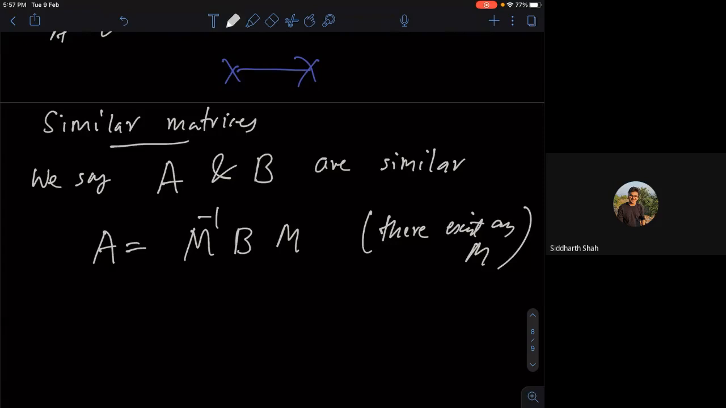Now I'm going to argue the following. If this is the case, here is my claim: A and B have the same eigenvalues.